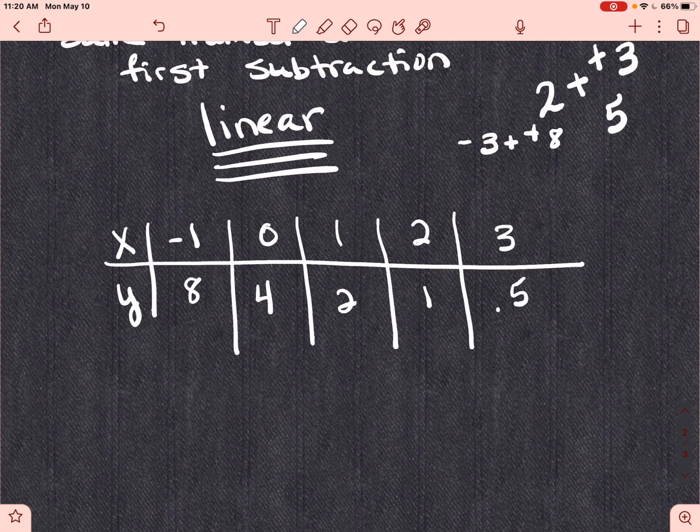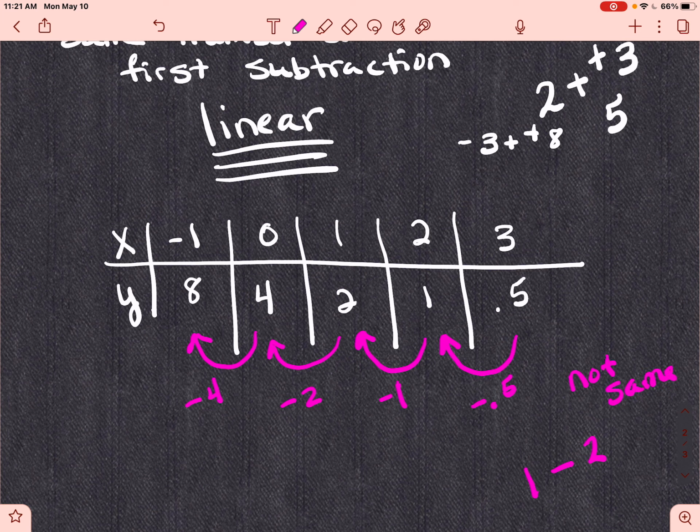All right, so let's start our subtractions now, and we'll do 0.5 minus 1 is negative 0.5. We'll do 1 minus 2. 1 minus 2 is negative 1. We'll do 2 minus 4 is negative 2, and 4 minus 8 is negative 4. So not the same, right? If it's not the same, we know it's not linear.